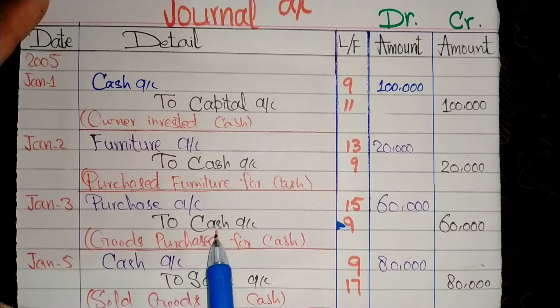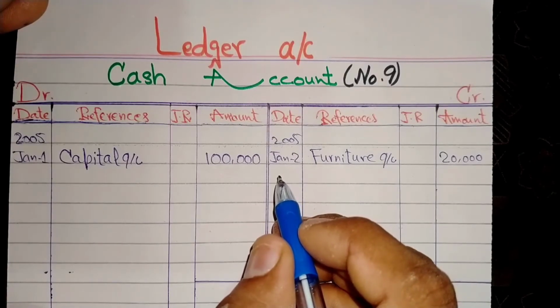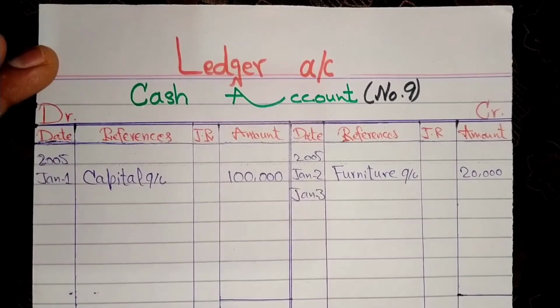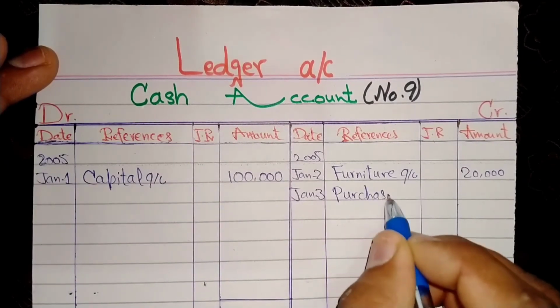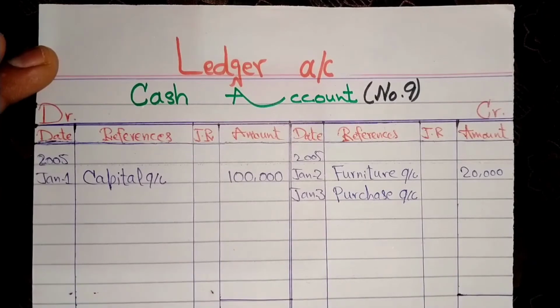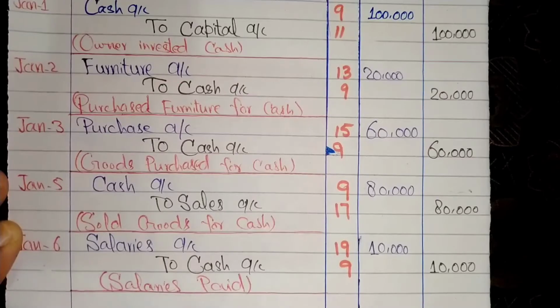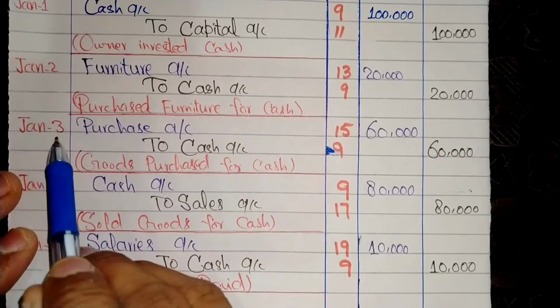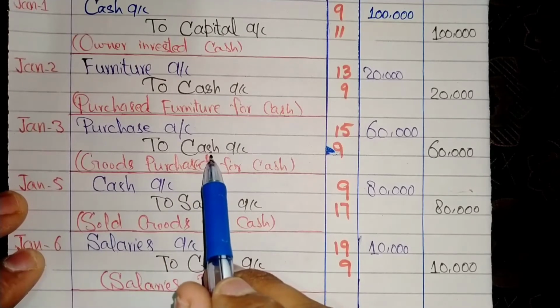So cash account credit with purchase account. We will enter now the next entry which has been done on Jan 3rd, which is goods purchased for cash. Enter this journal entry in ledger account in this way: cash account credit with purchase account with amount 60,000 rupees.